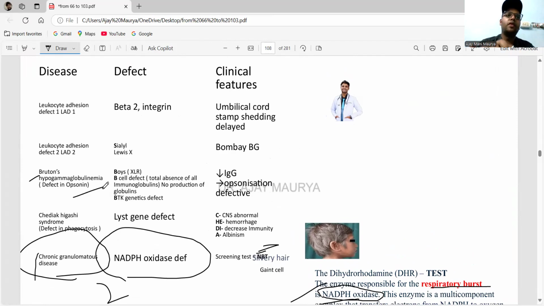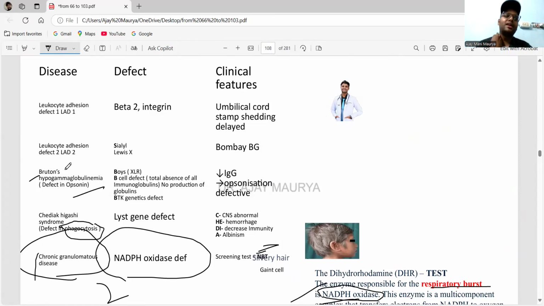In the opsin. What about Chediak-Higashi defect? It is a defect in the what? Defect in the phagocytosis. Okay? It is a defect in the phagocytosis. See here, what happened here is the Bruton's hypogammaglobulinemia.